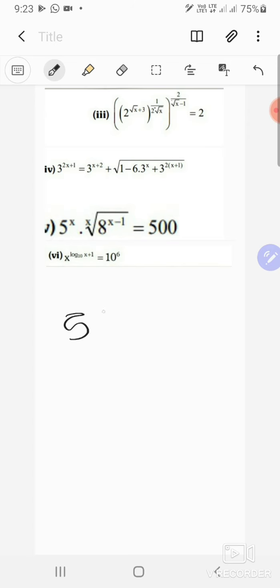Okay, the next question says that 5 to the x times the xth root of 8 raised to x minus 1 is equal to 500. That's fine. Just try to do something about it. This should not be that big a deal. Let's raise this equation to the x power. That will give me 5 raised to the x squared times 8 raised to x minus 1 is equal to 500.